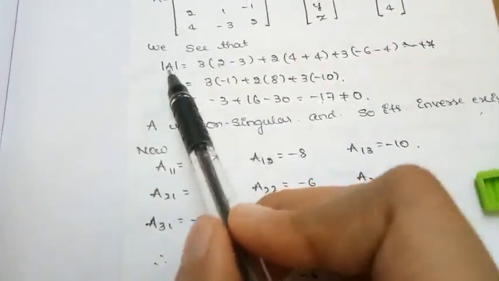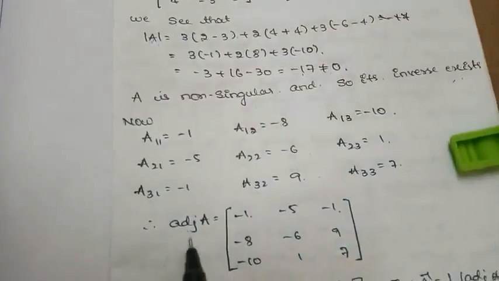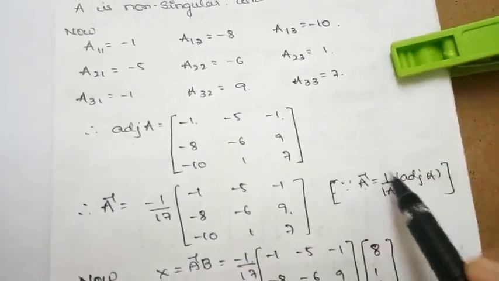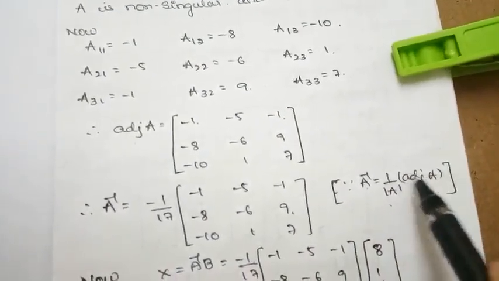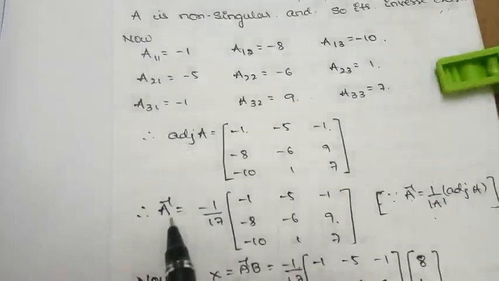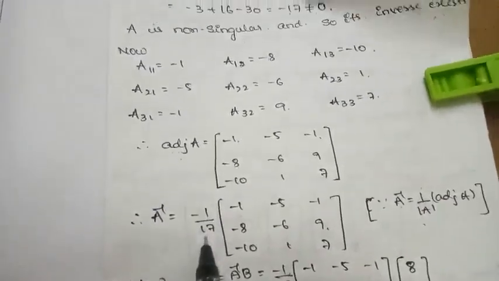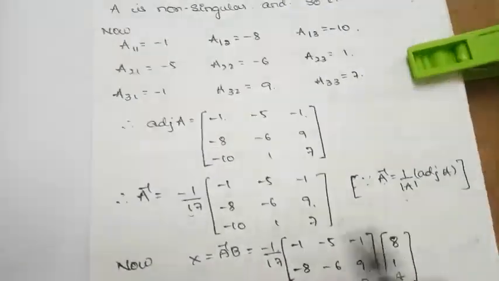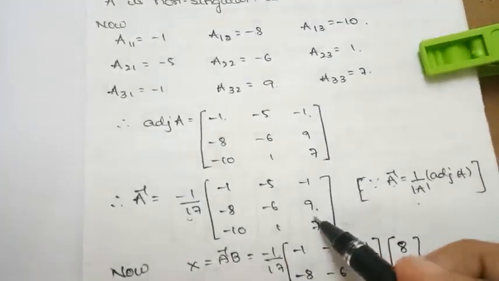Now you can find A inverse, because you know the determinant value of A as well as the adjoint of A. Therefore, what does the A inverse formula say? A inverse is 1 divided by the determinant of A, into adjoint A. So A inverse is equal to minus 1 by 17, because the determinant value is minus 17, into adjoint A. So you got the value of A inverse.